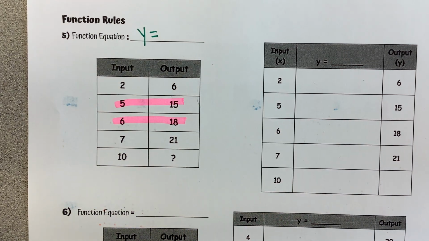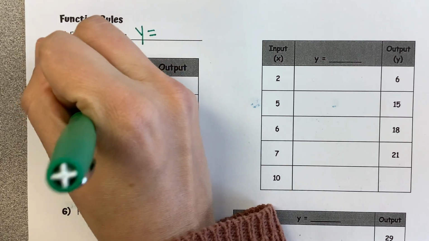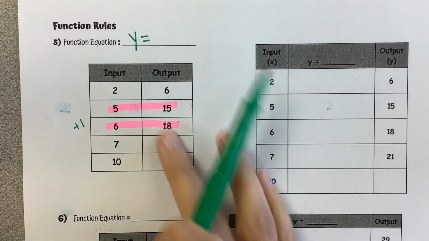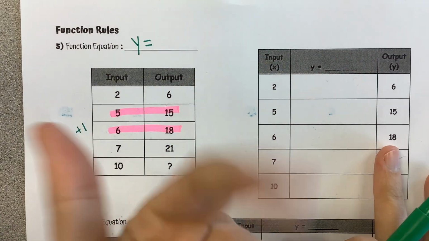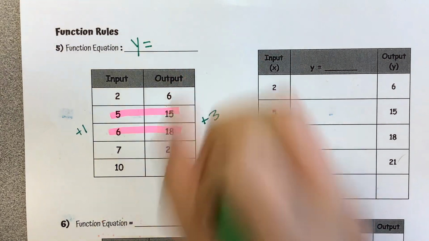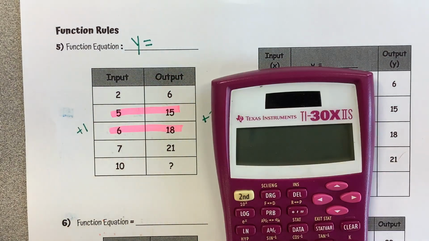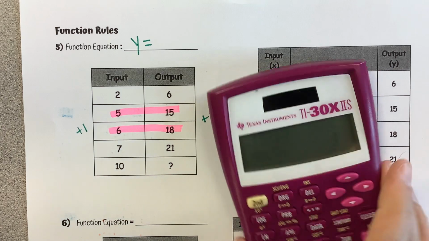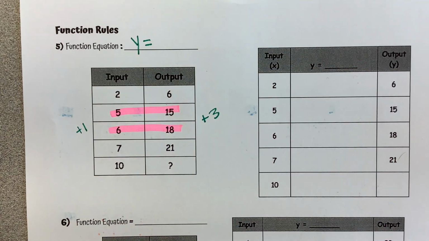So our x value goes up by 1. And our y value here, what does that go up by? Well, 15, 16, 17, 18. It goes up by 3. If you didn't know how to do that, you can plug into your calculator. 18 minus 15 is 3. Or if you had done 15 minus 18, that would be negative 3, and we would just ignore the negative sign.